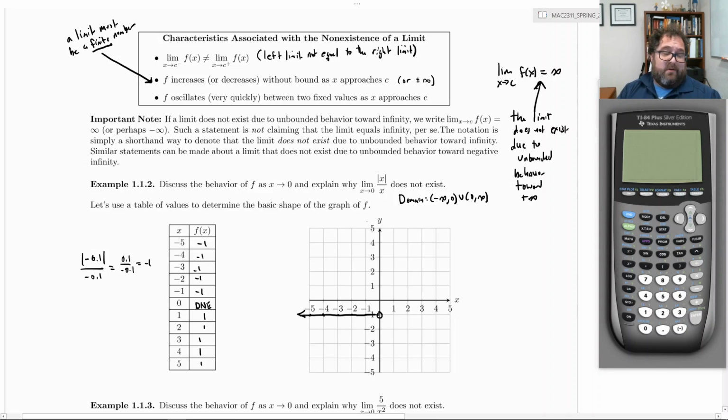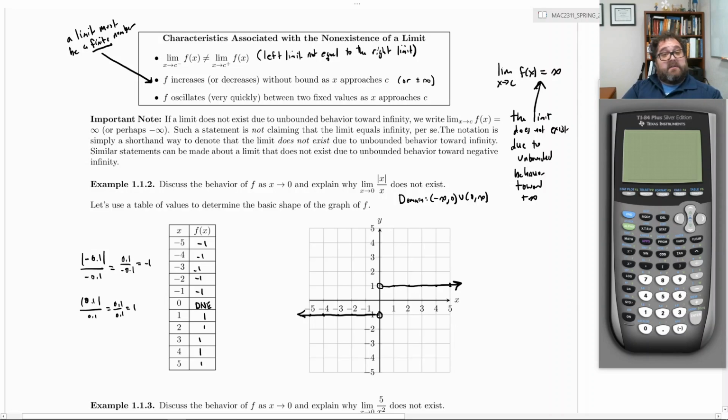Same thing happens, or an analogous thing happens, to the right. We have the points (1, 1), (2, 1), (3, 1), (4, 1), (5, 1). And if you want to think about the behavior as we get close to 0, think about absolute value of 0.1 over 0.1. Well, the absolute value of 0.1 is just 0.1 divided by itself, you get 1. So if you get really, really close to 0 from the right, all of the y values are just positive 1. And so the way we graph that is to put a hole there, and then we have our horizontal line extending indefinitely to the right.